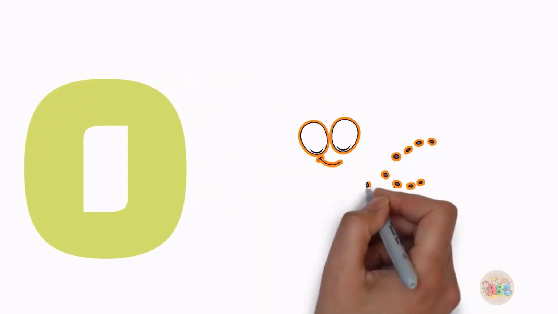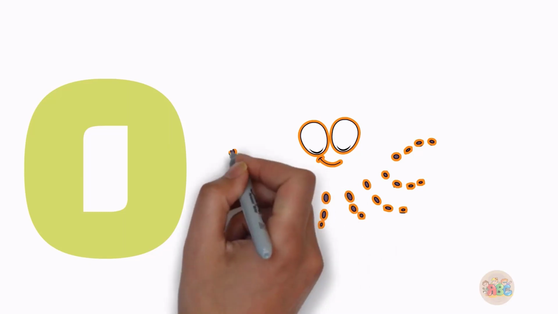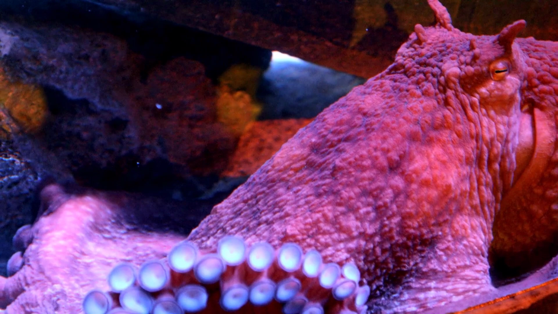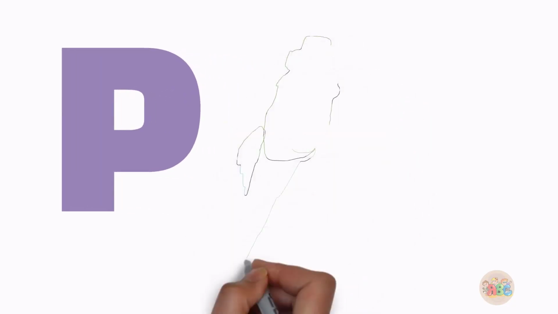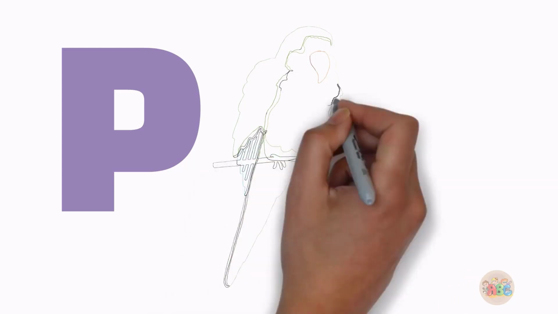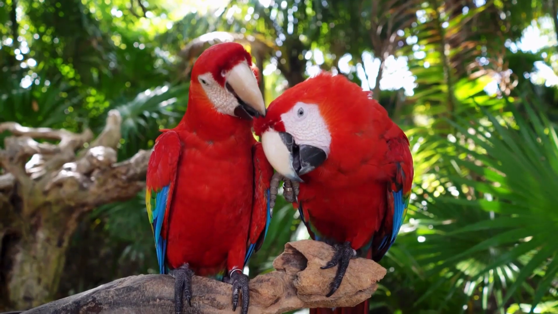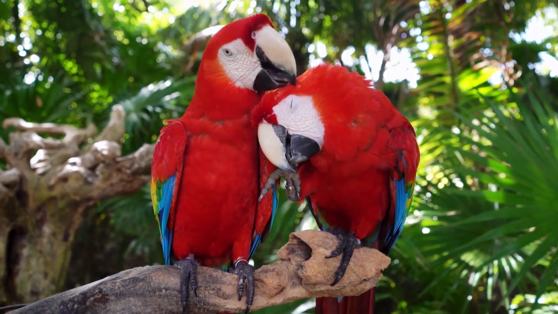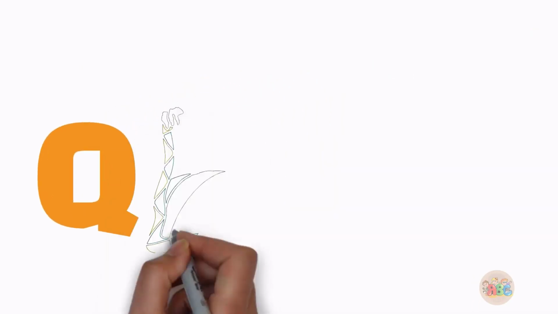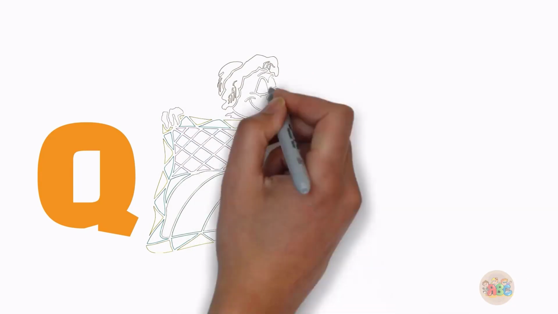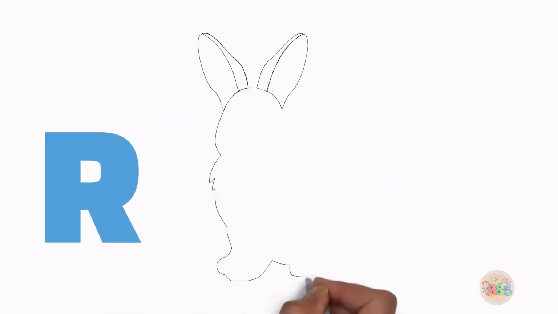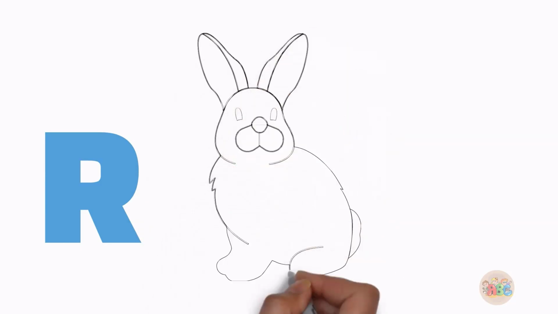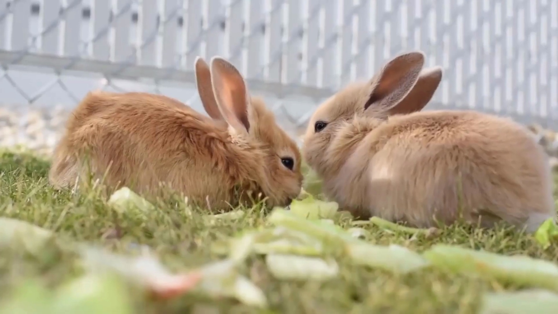O. O is for octopus. Say with me. Octopus. P. P is for parrot. Say with me. Parrot. Q. Q is for quilt. Say with me. Quilt. R. R is for rabbit. Say with me. Rabbit.